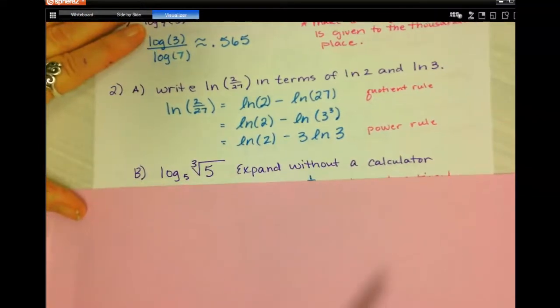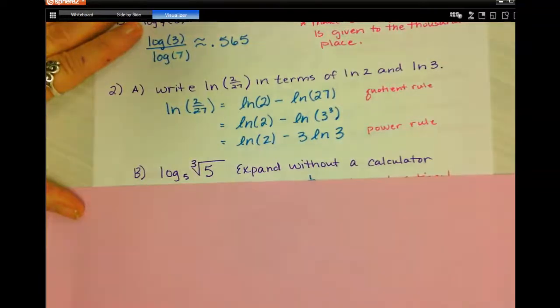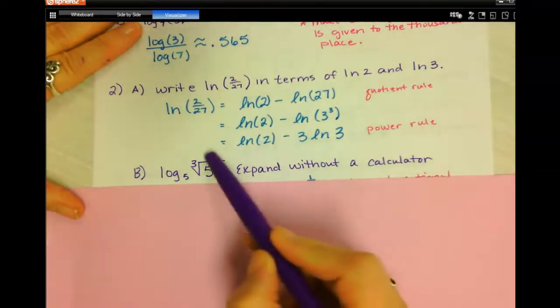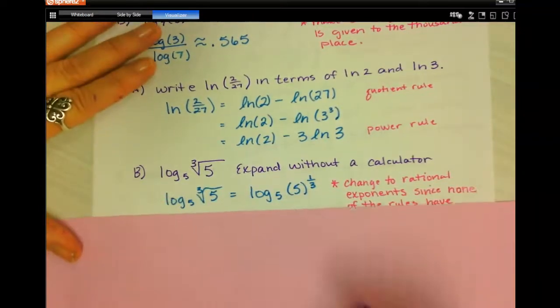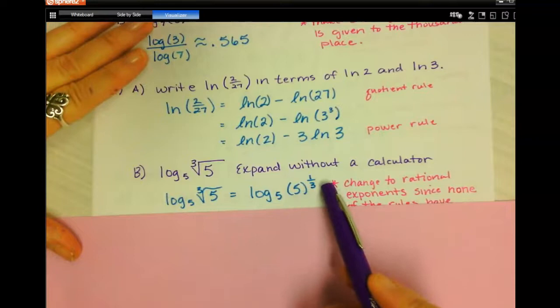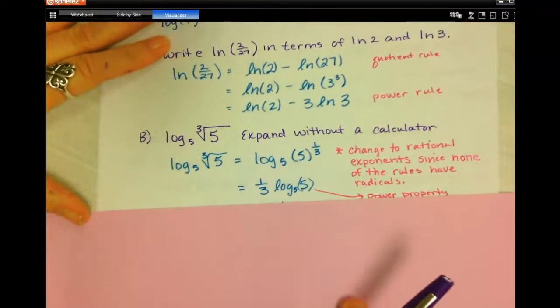Okay, the next one, we have a third root of 5. So to expand this without the calculator, we're going to take our radicals and change them to rational exponents. So we get base 5 to the 1/3. Then we can drop the 1/3 in front. And so we have this.